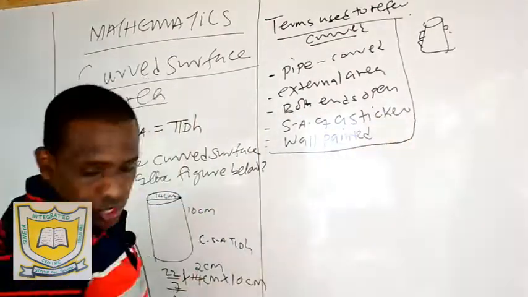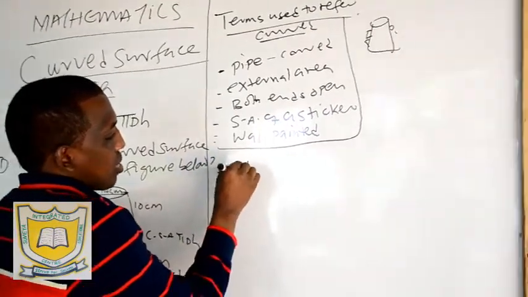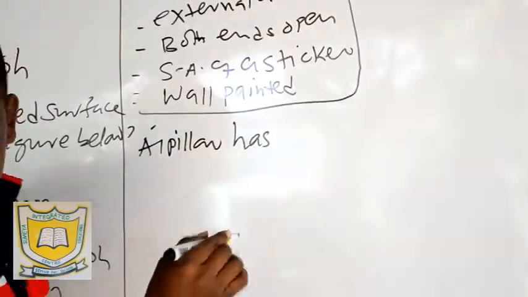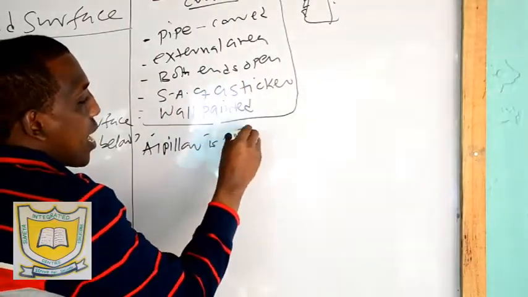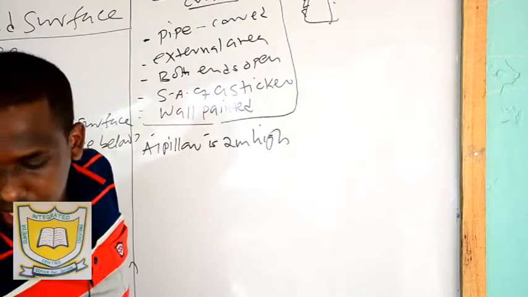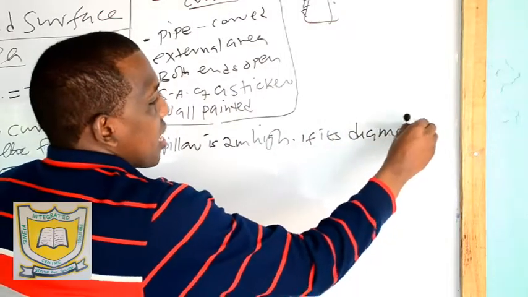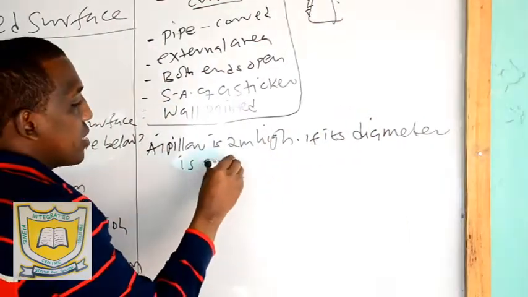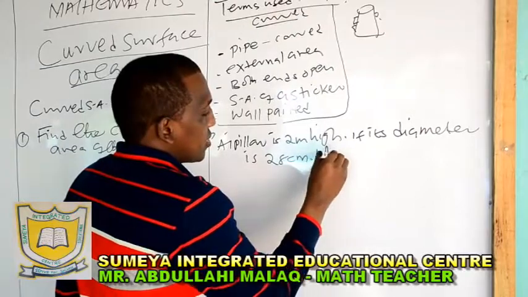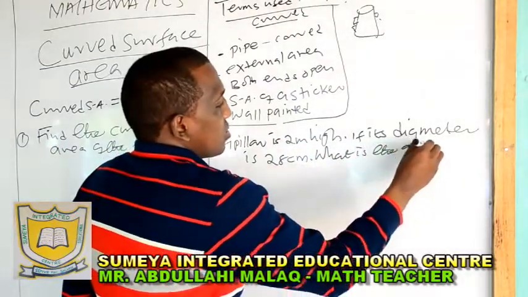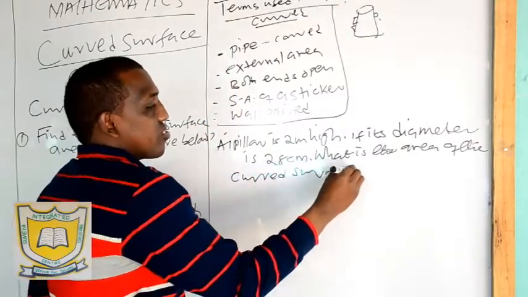Let us now do another question here. You are told a pillar is 2 meters high. If its diameter is 28 centimeters, what is the area of the curved surface?